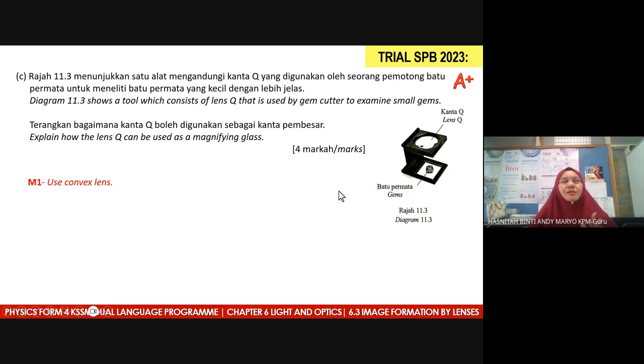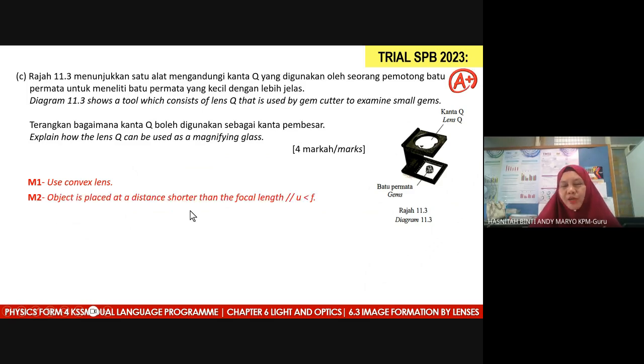So you can use the WH question here. First, what kind of lens can you use to make a magnifying glass? So first, we must use a convex lens. Okay, the first mark. And then where to place the object so it becomes a magnifying glass? The object must be placed at a distance shorter than the focal length. Or you can write u must be less than f.